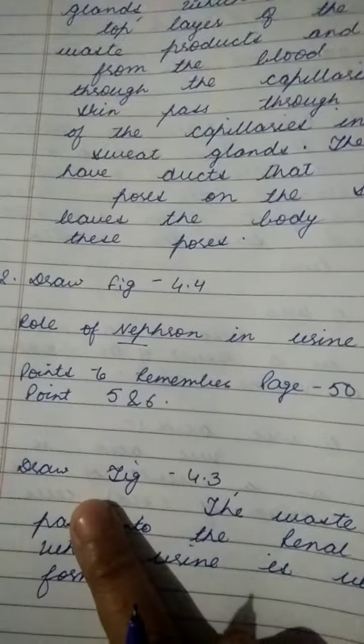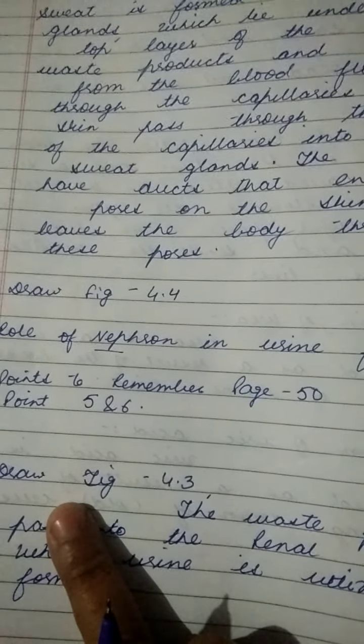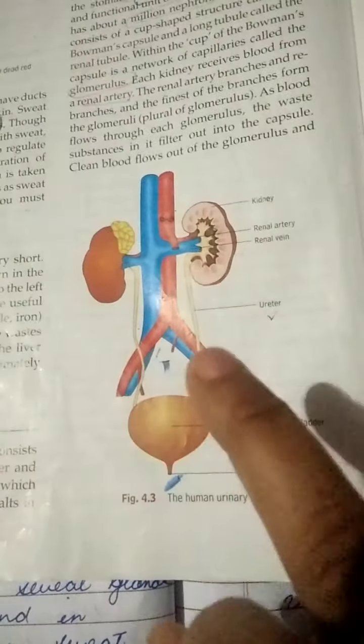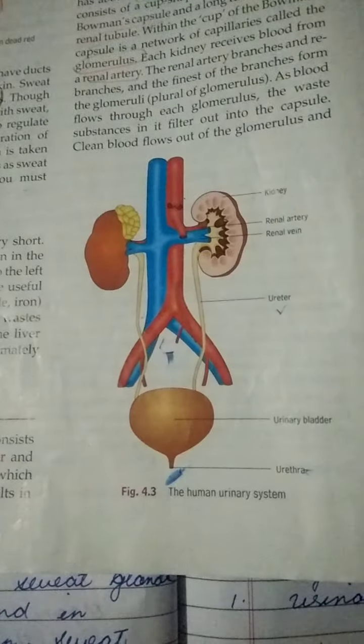So you have to write points to remember, point number 5 and 6. Next, third question is: draw a diagram of the urinary system. Explain how urine passes from the kidney to be expelled from the body. For this you have to draw figure 4.3. You have to draw this diagram along with the labeling. You can color it also.